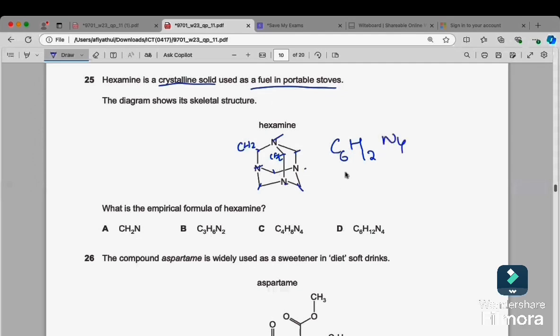So empirical formula means we can simplify them, isn't it? If I divide by 3 for all of them, no, we can't take 3. So we just have to take 2 as the common number. So it will become C3, H6 and N2. So your option should be C3H6N2, so B.